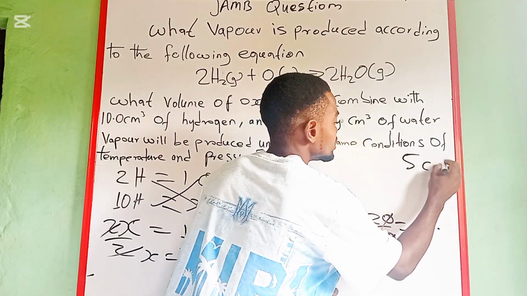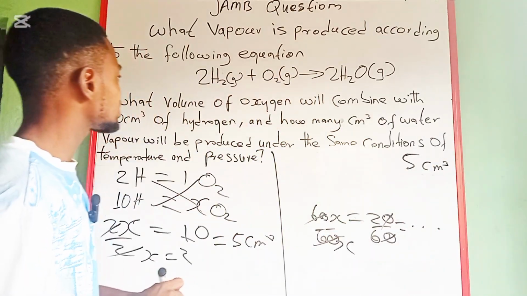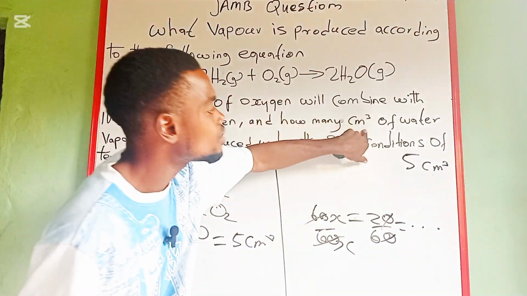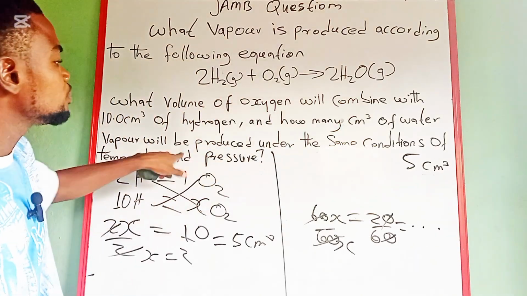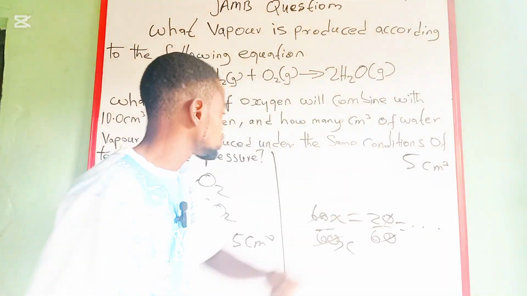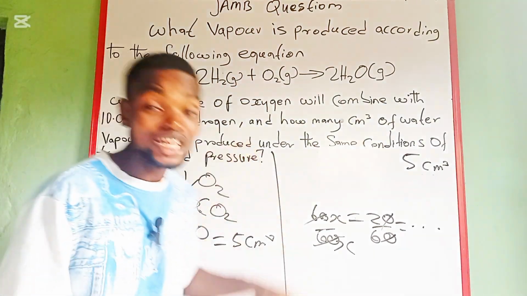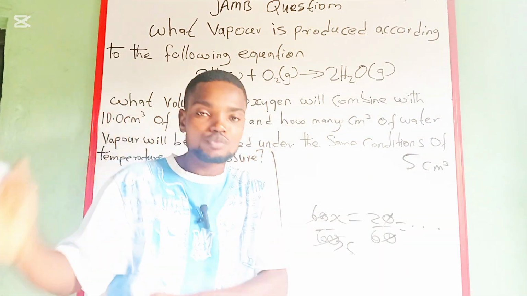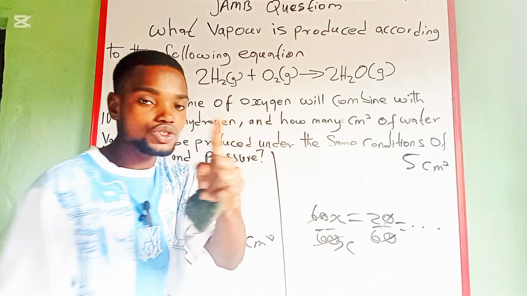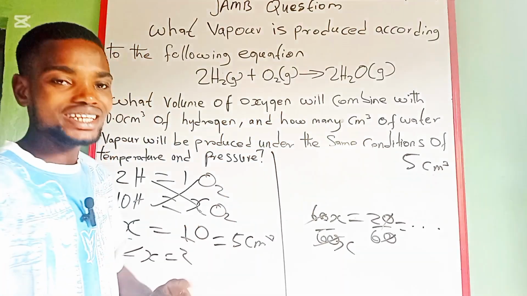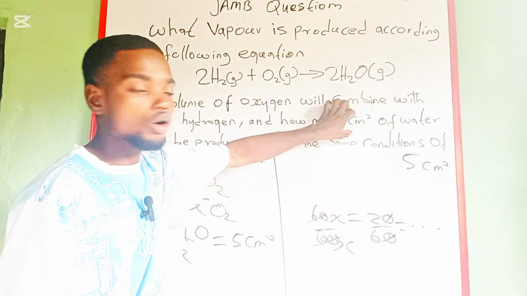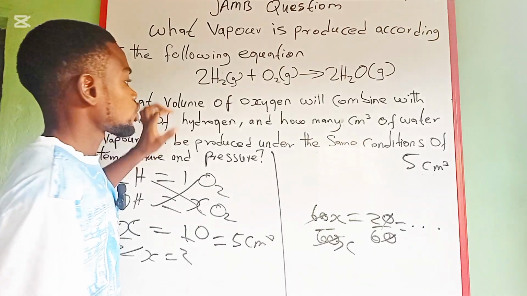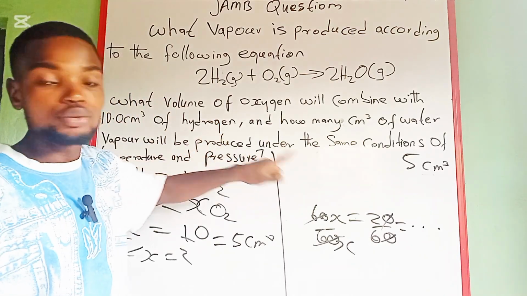So let's write our first answer: 5 cm cube. That's not all of the question. It continues and says: and how many cm cube of water vapor will be produced under the same condition of temperature and pressure? Now this, I forgot to tell you, is according to Avogadro's principle under gas law. That's where this question is coming from. Now we need to find how many volumes of water vapor will be produced.